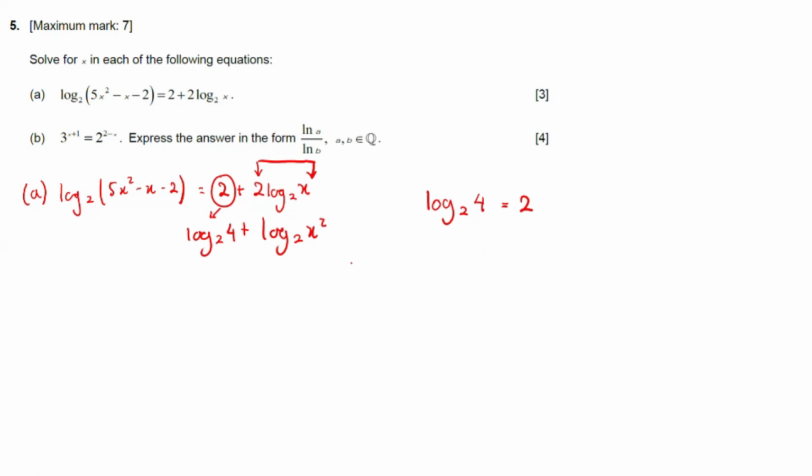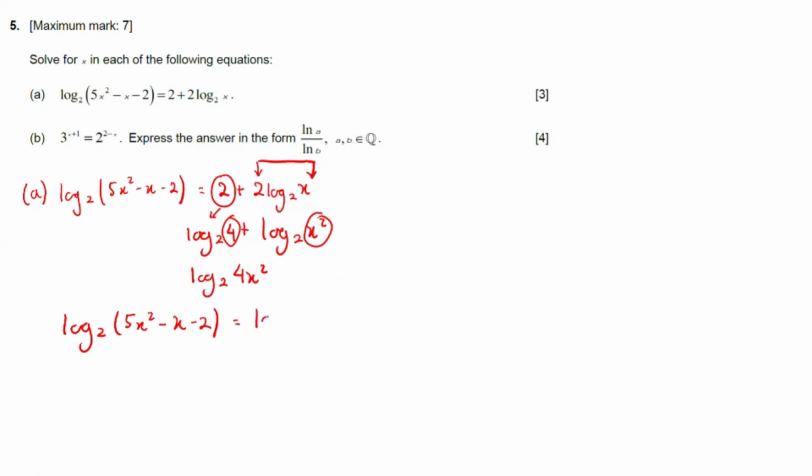One of the properties is that if we have addition with the same base, we can multiply the inside, the 4 and also x squared. So meaning that we can rewrite this as log 2, 4x. That's it. This is what I meant by simplifying first. So now since they're already the same, we rewrite them. So it's going to be like this, 5x squared minus x minus 2 equals to log 2, 4x squared.